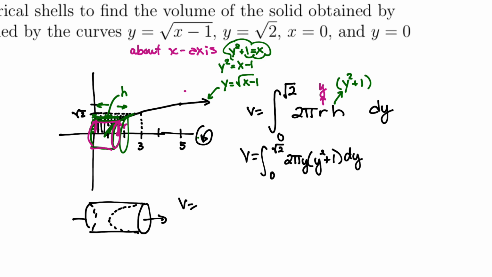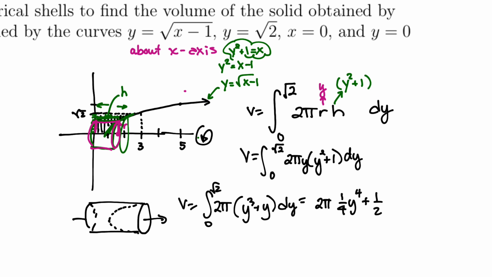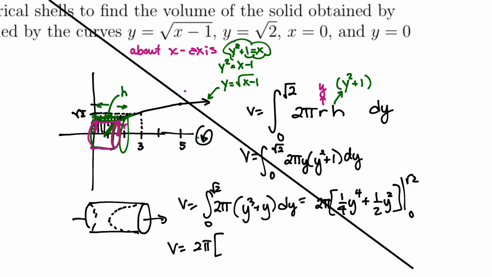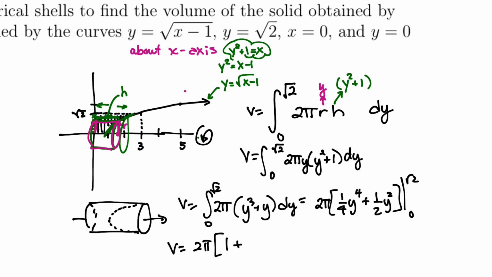And so then I would just integrate this, and I would get 2 pi times y cubed plus y. And we're going to keep going. And I think your final answer should be 4 pi if you've done this correctly. 1/4 y to the 4th plus 1/2 y squared from 0 to square root of 2. So I'm getting square root of 2 to the 4th is 4 over 4, 1, plus square root of 2 squared is 2 over 2, 1. So 1 plus 1 is 2. 2 times 2 pi is 4 pi. I'm getting 4 pi cubic units.